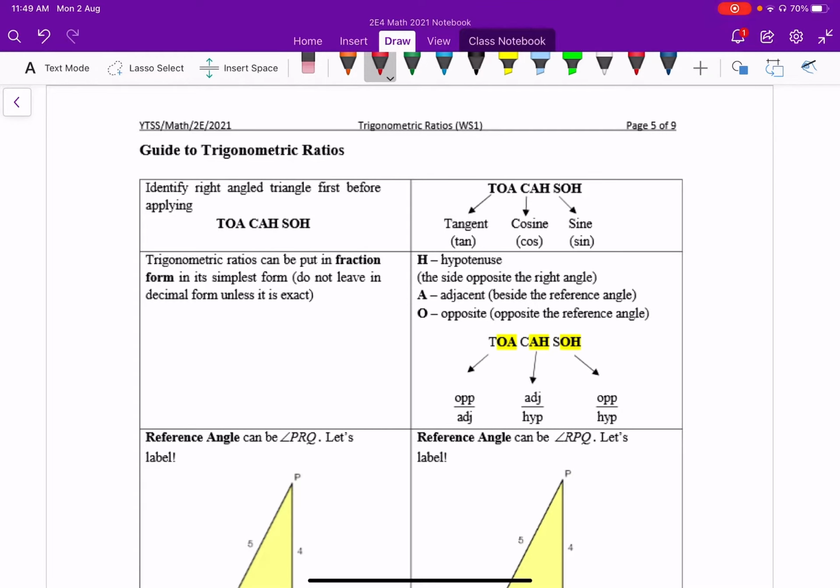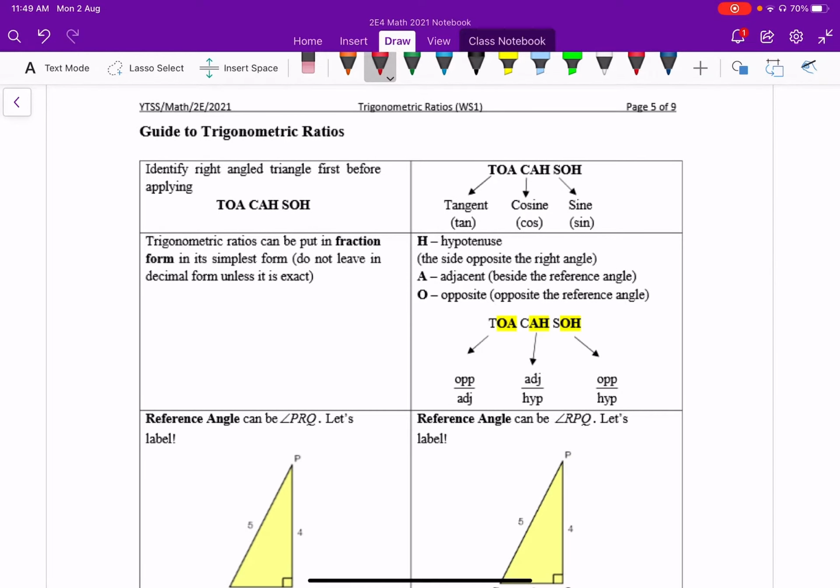So this is a guide to trigo ratio, okay? You need to learn how to identify it. So what is exactly trigo ratio? Trigo ratio is a ratio that compares different sides of a triangle, and they have a very special meaning to it, which we'll learn along the way. There are three trigo ratios that you'll be learning in this chapter: tangent, cosine, and sine. So today you'll be learning these three new things: tangent, cosine, and sine.